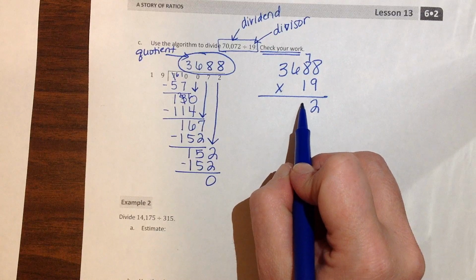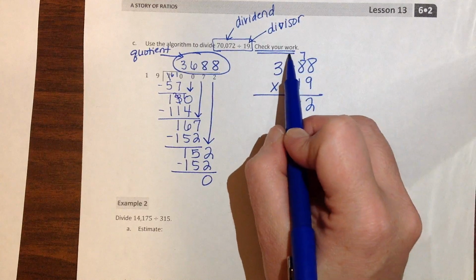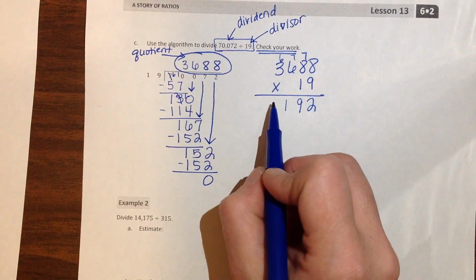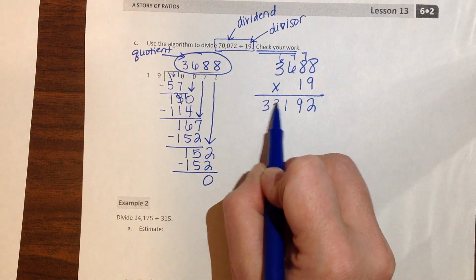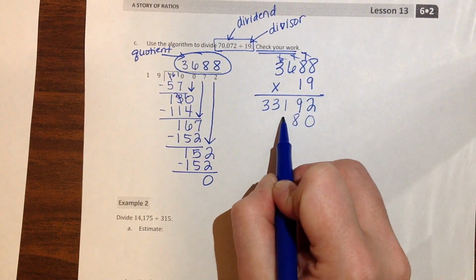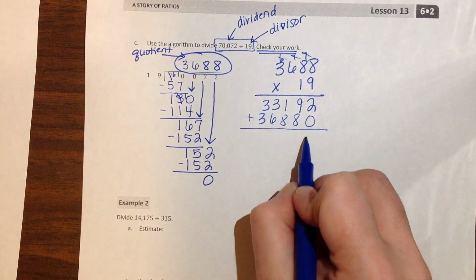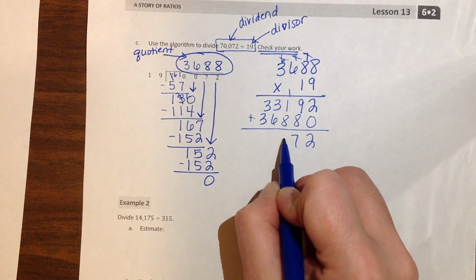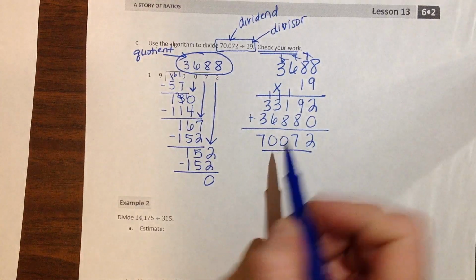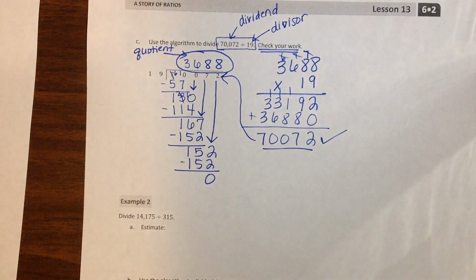72 plus 7 is 79. 9 times 6 is 54. 61. 27 and 6. 33. Cross those out. We're done. Put our 0. 8. 8. 6. 3. Add those together. 10, 10, 7. We have 70,072, which matches our original problem.